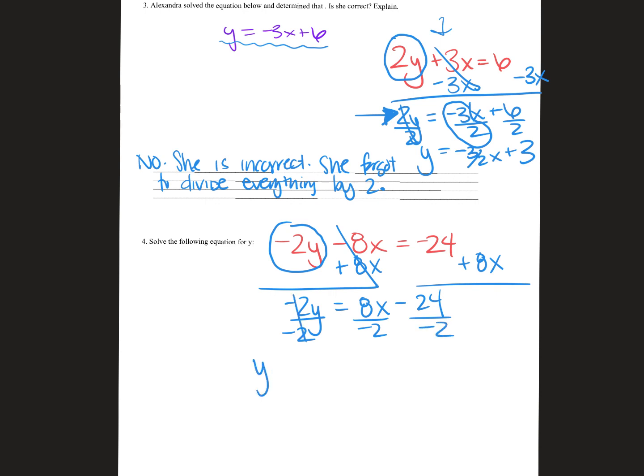This becomes y. Positive divided by negative is negative 4. Don't forget your x. Negative divided by negative is positive. 24 divided by 2 is 12. There you go. Y equals mx plus b form, or you've solved for y.